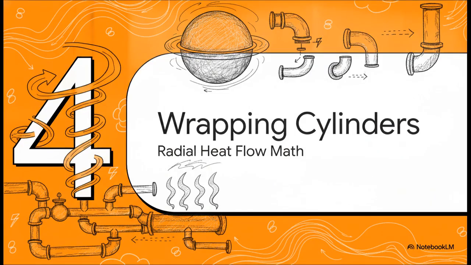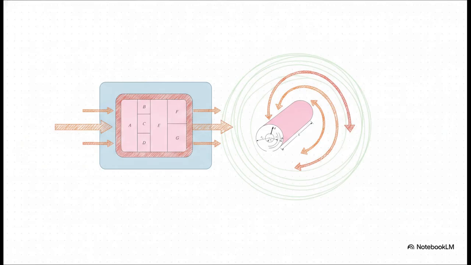That brings us to Section 4, wrapping cylinders and pipes and tackling radial heat flow math. As we all know, the built environment isn't just made up of flat walls. We have to account for curved geometries, things like plumbing lines and industrial piping. With a flat composite wall, the cross-sectional area that the heat flows through remains completely constant. But with a cylindrical pipe, as heat moves radially outward from the inside to the outside, the area is constantly expanding. Every layer further out literally has a larger circumference.